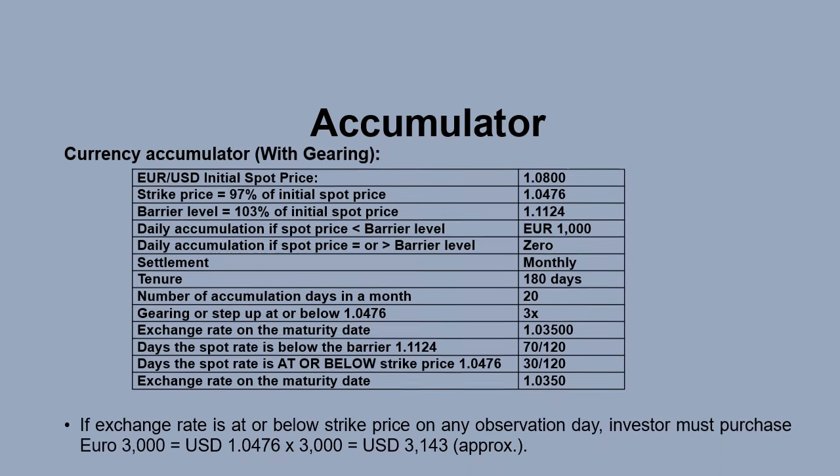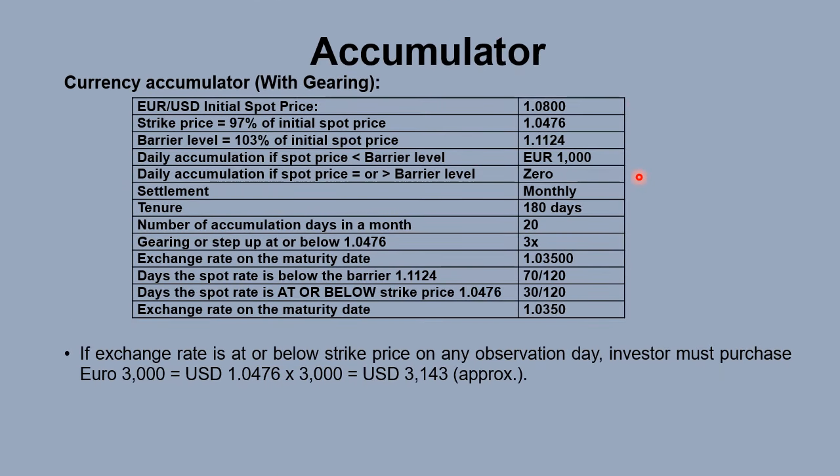Let's now discuss an accumulator with a gearing or a step-up feature. The terms are the same, but there is a gearing or step-up feature at or below 1.0476, the strike price. The gearing is 3 times. Let's say the exchange rate on maturity date is 1.035. Days the spot rate is below the barrier of 1.124 is 70 out of 120. That means on 50 days it is above the barrier, and there will be no accumulation on those days. Days the spot rate is below the strike price of 1.0476 is 30 out of 120, which is basically 30 out of the 70 days. The exchange rate on maturity is 1.035.